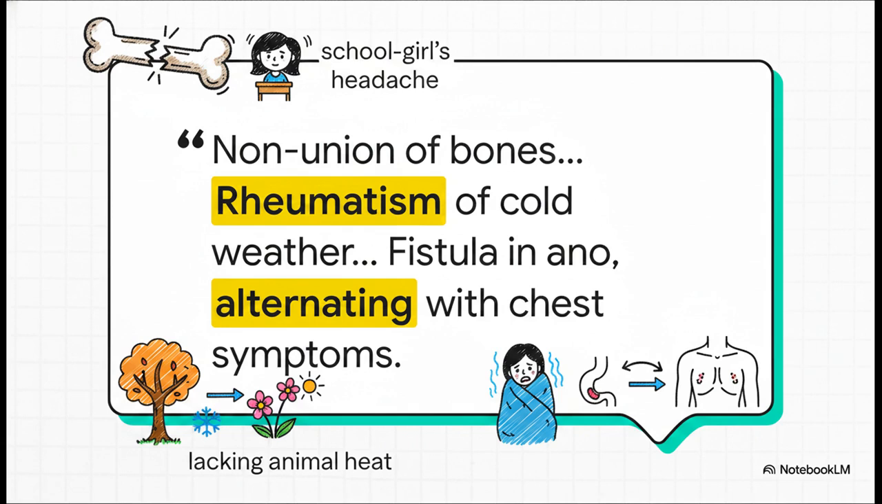And then we get another one of these incredible keynotes, a fistula in the anus that alternates with chest symptoms. Wild, right? And on top of all that, the patient is just generally chilly. They lack that internal warmth.